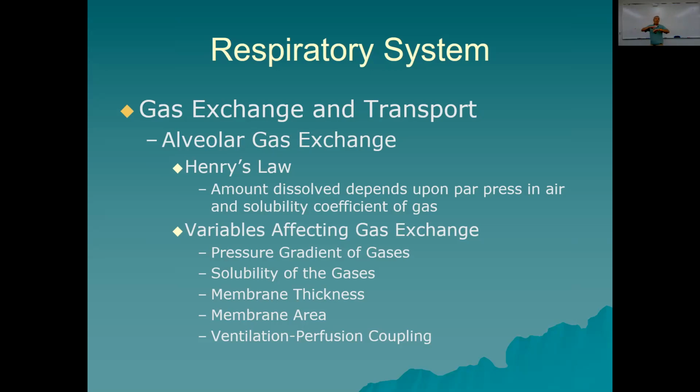Membrane area. How much surface area is there for this gas exchange to occur? And it's a huge surface area. As I mentioned before, you've got about the surface area of a tennis court in all the alveoli in all of your lungs. In a certain pathological condition called emphysema, the alveoli break down and you have fewer, larger alveoli, much less surface area. This decreases the amount of gas that can be exchanged.